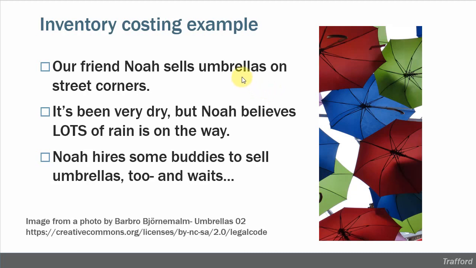This one, once again, will use umbrellas. Our assumption will be that there's a person named Noah, and Noah sells umbrellas on the street corners. It's July. It's been very, very dry, but Noah keeps thinking that there's got to be lots of rain on the way. So he starts purchasing umbrellas, waiting for the rain. And as you'll see later, he also hires some friends, and they buy the same things that he buys, and they're ready to sell umbrellas too. Then they just sit and they wait for the rain.